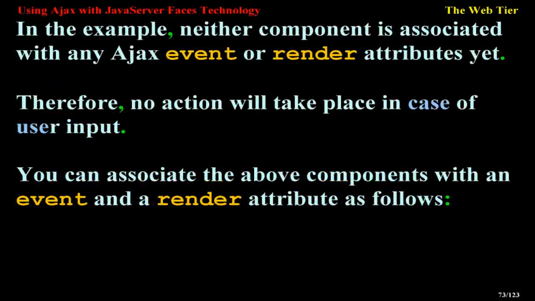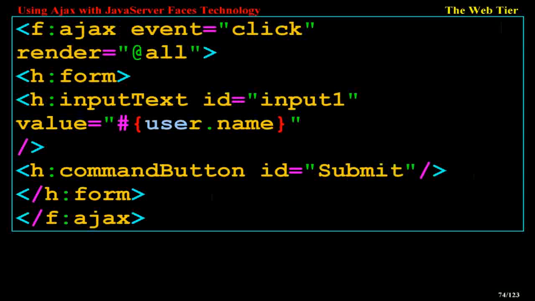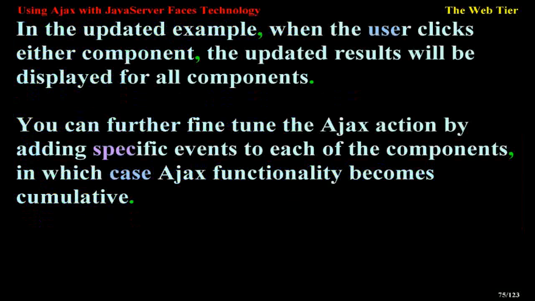Therefore, no action will take place in case of user input. You can associate the above components with an event and a render attribute as follows. f:ajax event="click" render="@all", h:form, h:inputText id="input1" value="#{user.name}", h:commandButton id="submit", /h:form, /f:ajax. In the updated example, when the user clicks either component, the updated results will be displayed for all components.